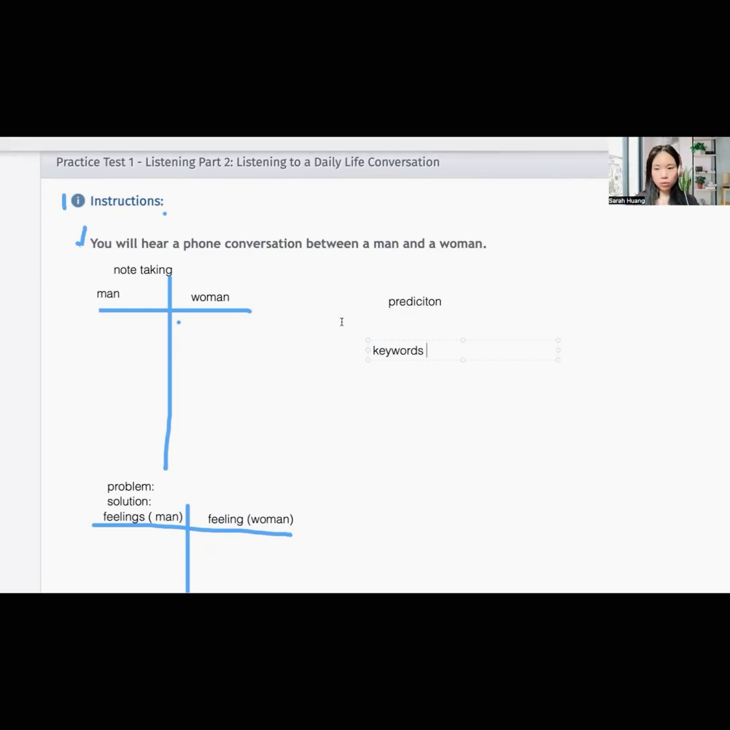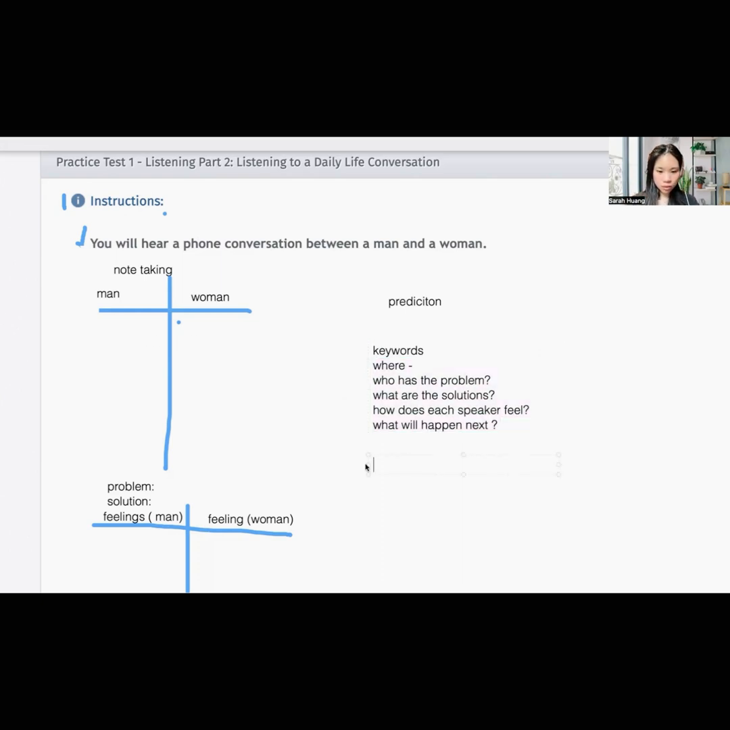So we don't know where it takes place. So we want to know where is it? Who has the problem? What are the solutions? How does each person, each speaker feel? And what will happen next? So have these questions in mind before we listen, because we don't have enough context in our instructions, but it's helpful for us to know this in our head.